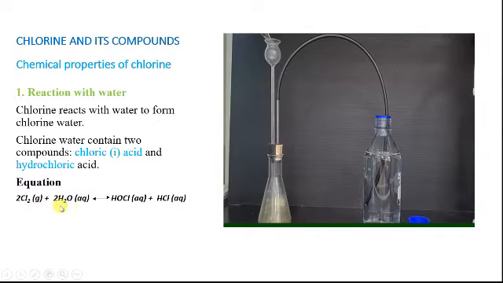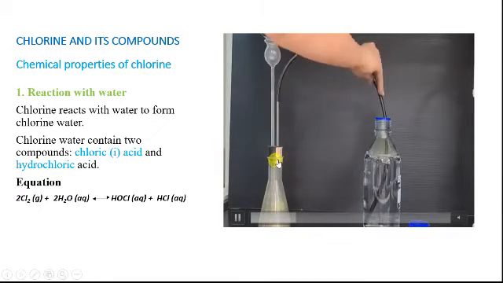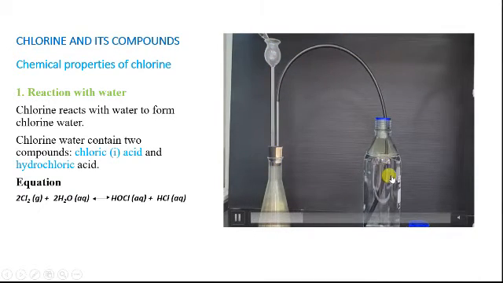The chlorine dissolves in water to form hypochlorous acid. This is what we call chloric 1 acid, and then hydrochloric acid. When chlorine dissolves in water, for example, according to our experiment here, as you can see, we have some potassium permanganate crystals in this flask here, and we are adding a few drops of hydrochloric acid here to cause formation of chlorine, which we dissolve here in this water bottle in order to form some chlorine water.